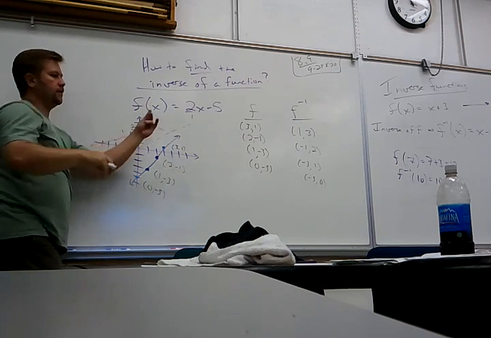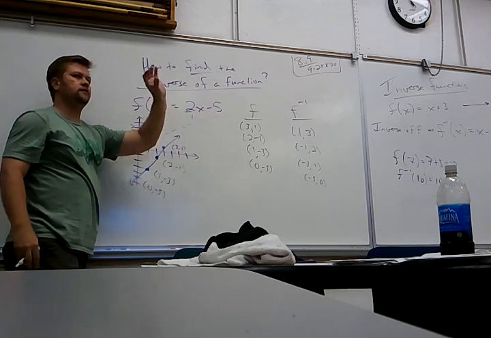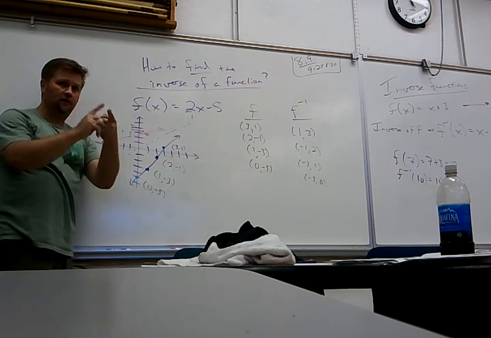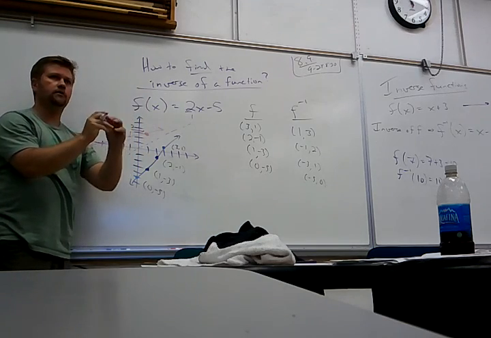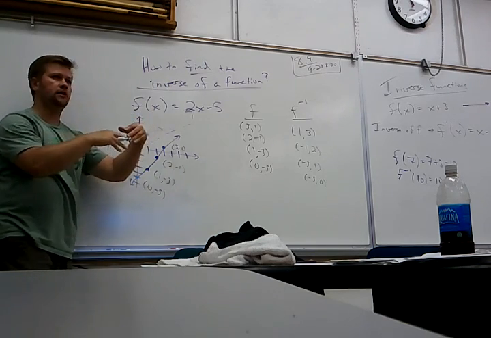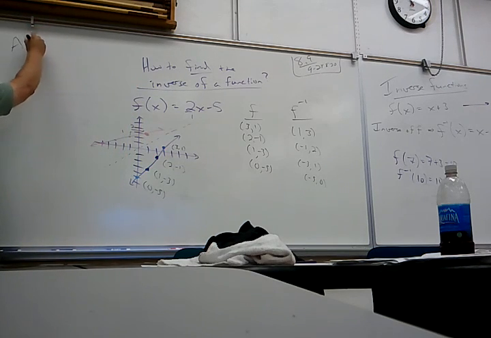Think about this. This function multiplies by 2, subtracts 5. So the inverse should divide by 2, or multiply by 1/2, and add 5 somewhere, right? You have to be careful. You can't just go from one to the other thinking like that. You don't know what order it does it in. So how do I do it algebraically then?